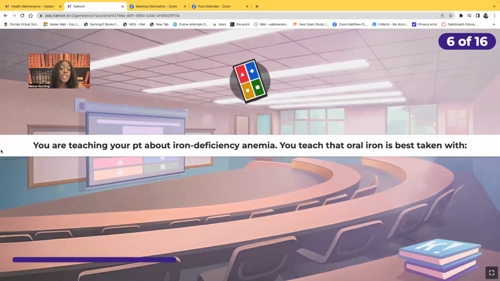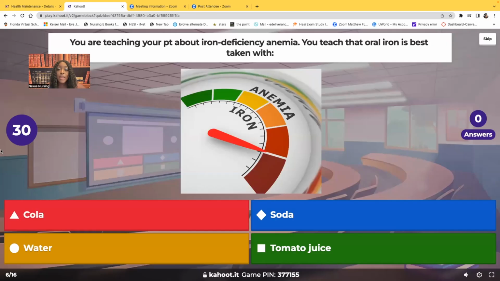Thank you. You're teaching your patient about iron deficiency anemia. You teach them that oral iron is best when taken with what? Cola, soda, water, or tomato juice.